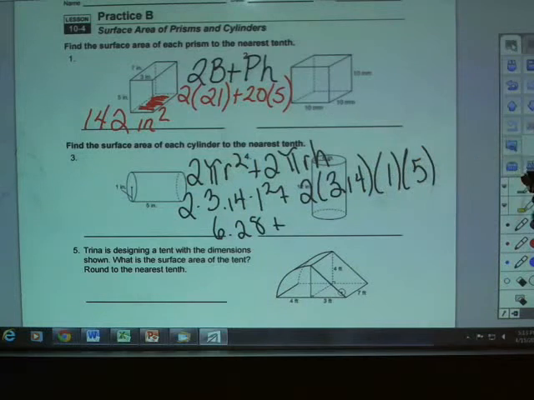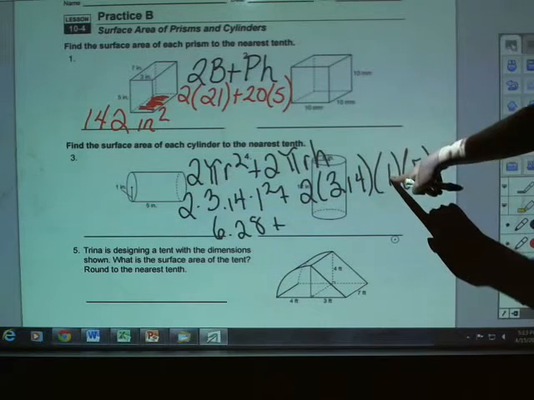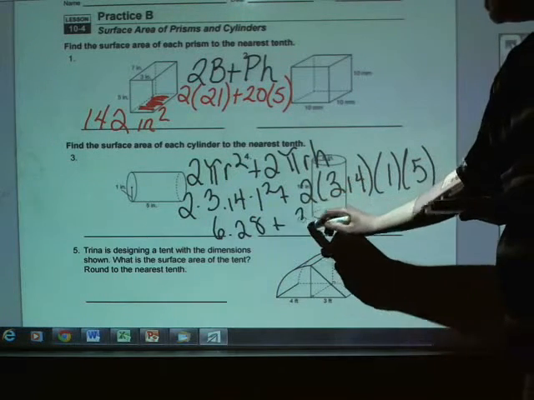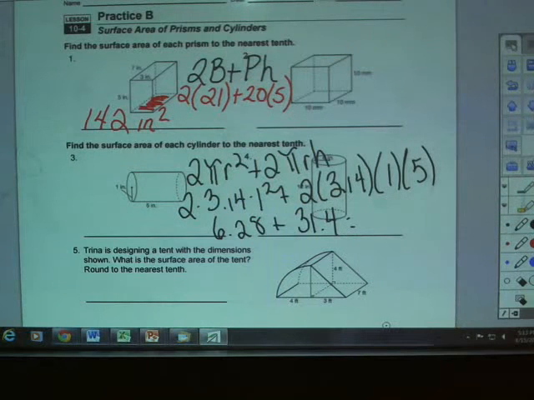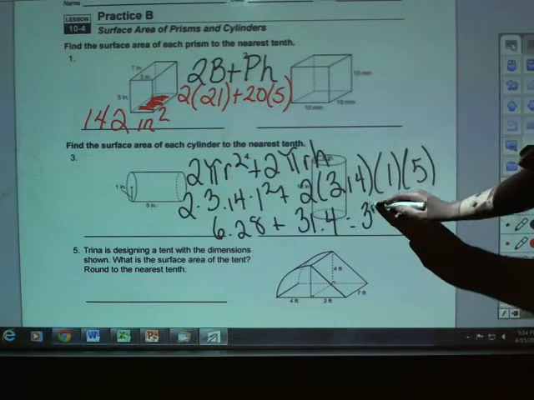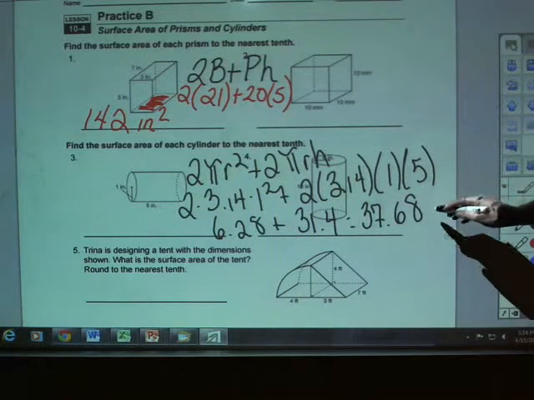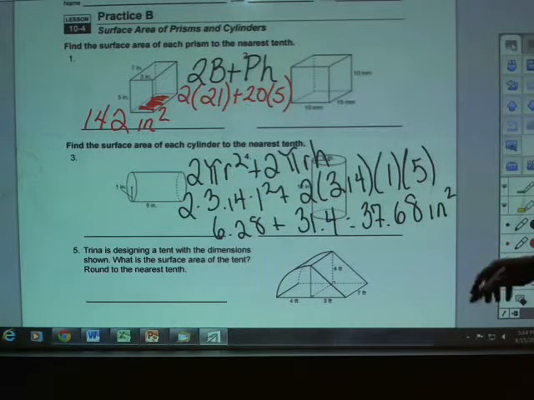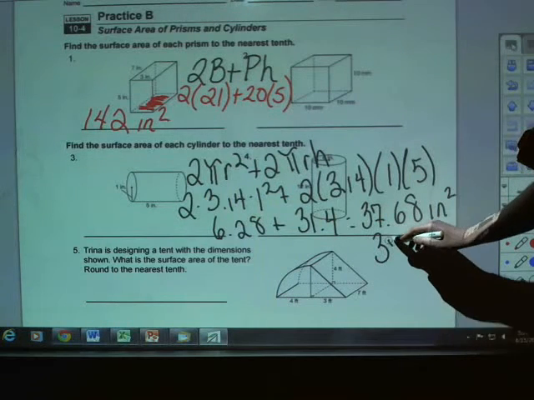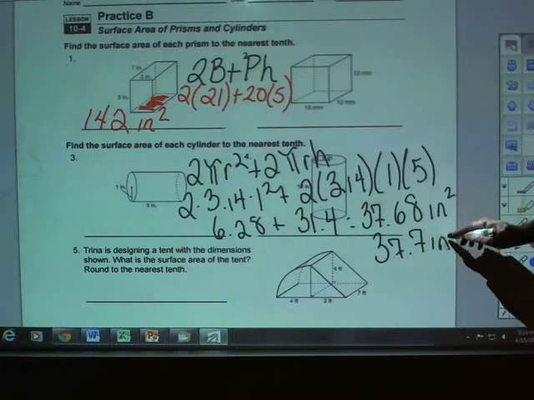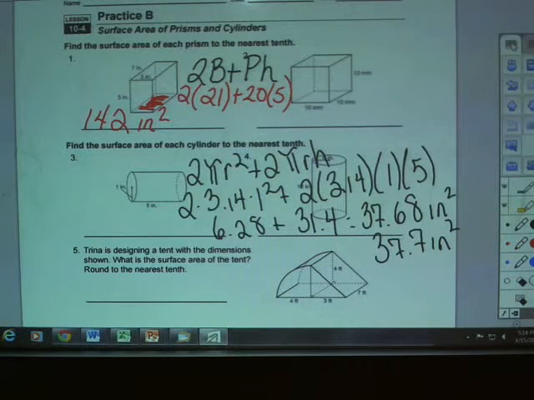And over here, I've got 2 times 3.14 times 1 times 5. 5 times 2 is 10. Times 1 is still 10. Times 3.14 is 31.4. So I've got 31.4 and 6.28 being put together here. And when I take 31.4 and add to it 6.28, the result is 37.68. So the surface area of the cylinder is 37.68 inches squared. We can round that to the tenth, as the directions say here, 37.7 inches squared.